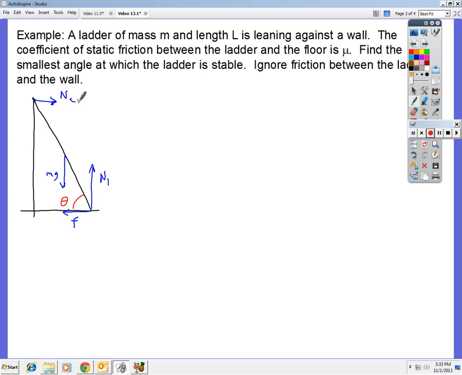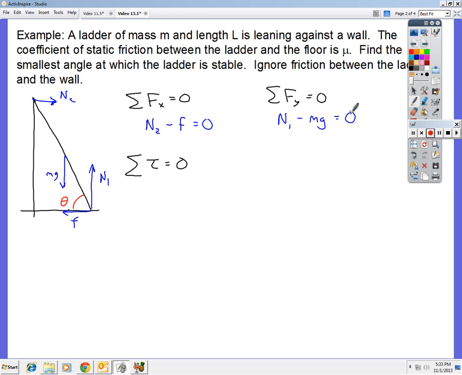Now, we have, remember, 3 principles we have to use. The sum of all the x forces equals 0, the sum of all the y forces equals 0, and the sum of the torques equals 0. Now getting the sum of the x and y forces in this case is incredibly easy. If we look at the x forces, well, we have N2, and we have the friction force, and those together add to 0. And in the y direction, we have N1 and mg equals 0.